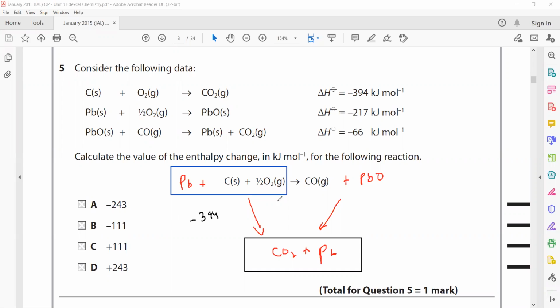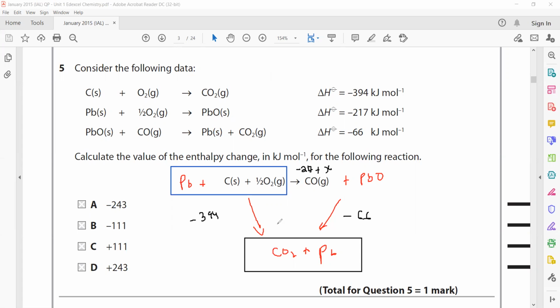There is no reaction here for lead. Or lead reacts with oxygen. It can, so lead reacting with oxygen can form lead oxide. So this is minus 217. And carbon reacts with oxygen to form carbon monoxide. So this is X, which is unknown for us. And when lead oxide plus carbon monoxide, this will be minus 66.